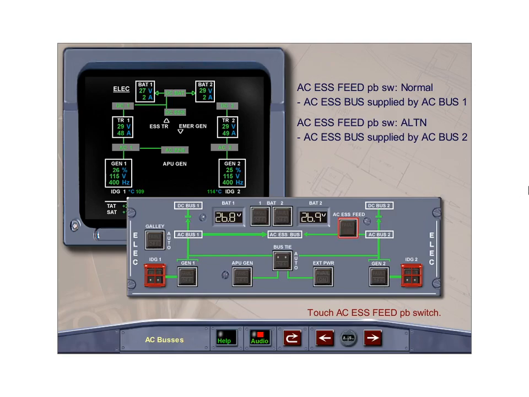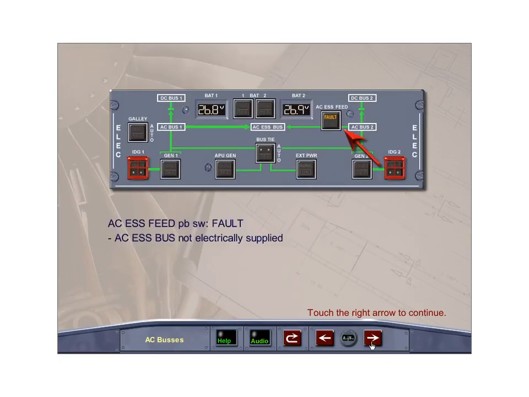With the AC Essential feed push-button switch in its normal lights-out position, the AC Essential bus will be supplied by AC Bus 1. By selecting the AC Essential feed push-button switch to alternate, the AC Essential bus will be supplied by AC Bus 2. Touch the AC Essential feed push-button switch to select alternate. The switch will indicate fault in amber with an ECAM warning if the AC Essential bus does not have an electrical supply.